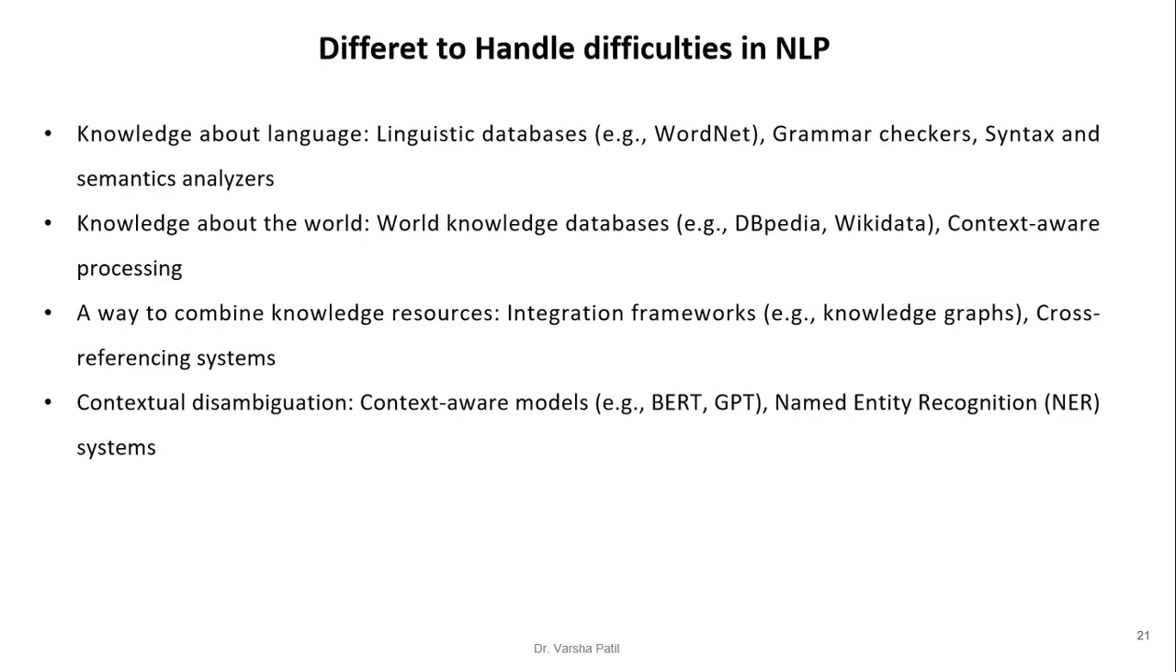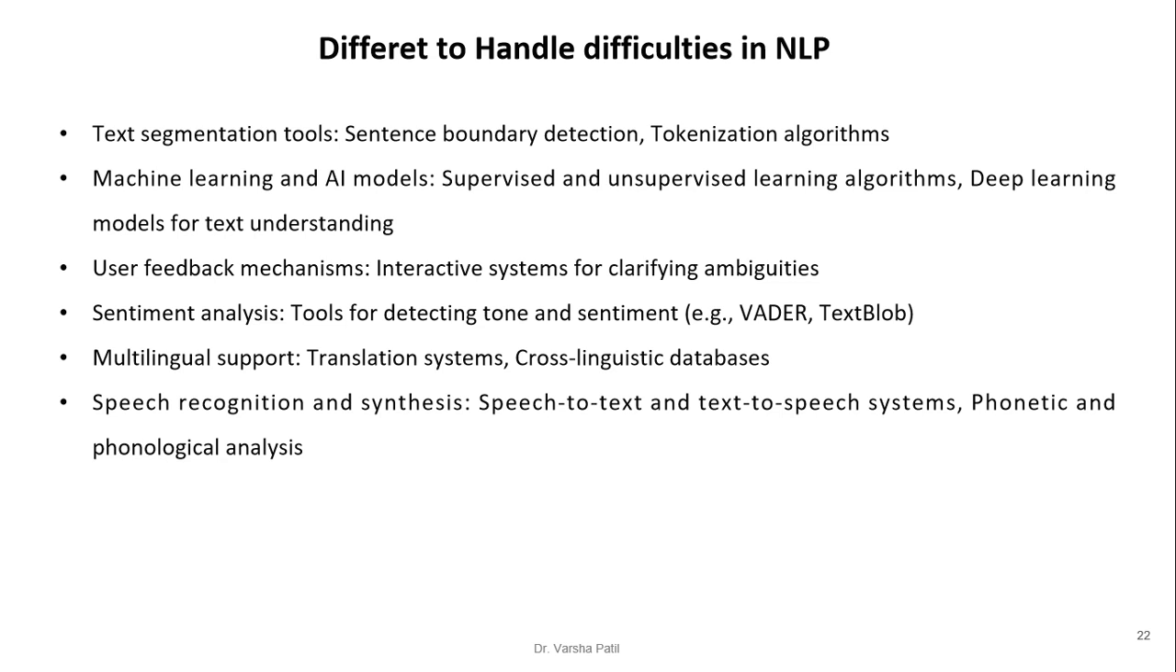Different ways are used to handle such difficulty in NLP. Knowledge about language is required, that is WordNet linguistic database, grammar checkers, syntax and semantic analyzers. Knowledge about the world, a world knowledge database, for example DBpedia, Wikidata, context-aware processing. The way to combine knowledge resources: integration frameworks, cross-referencing systems. Contextual disambiguation, that is BERT and GPT models, named entity recognition systems. Text segmentation tools, that is sentence boundary detection and tokenization algorithms.